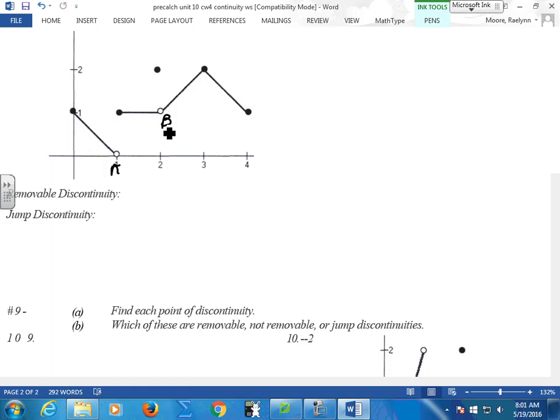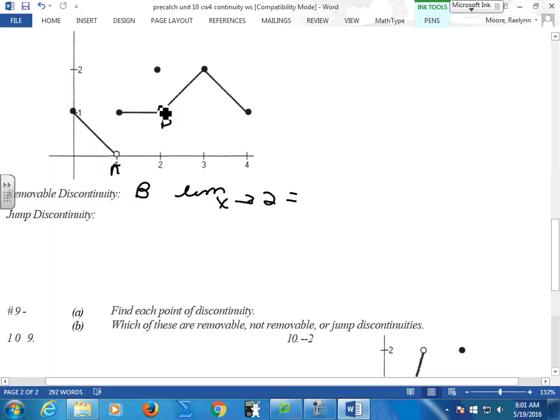A or B? B. So what is my limit as x approaches 2? What value would you put in there? 1. What value would you put in there to make this continuous? 1. Not the same as this. What is my value at 2? Then it's 2. But for my limit as x approaches 2, I would have to fill in that little hole and put it when y is 1.